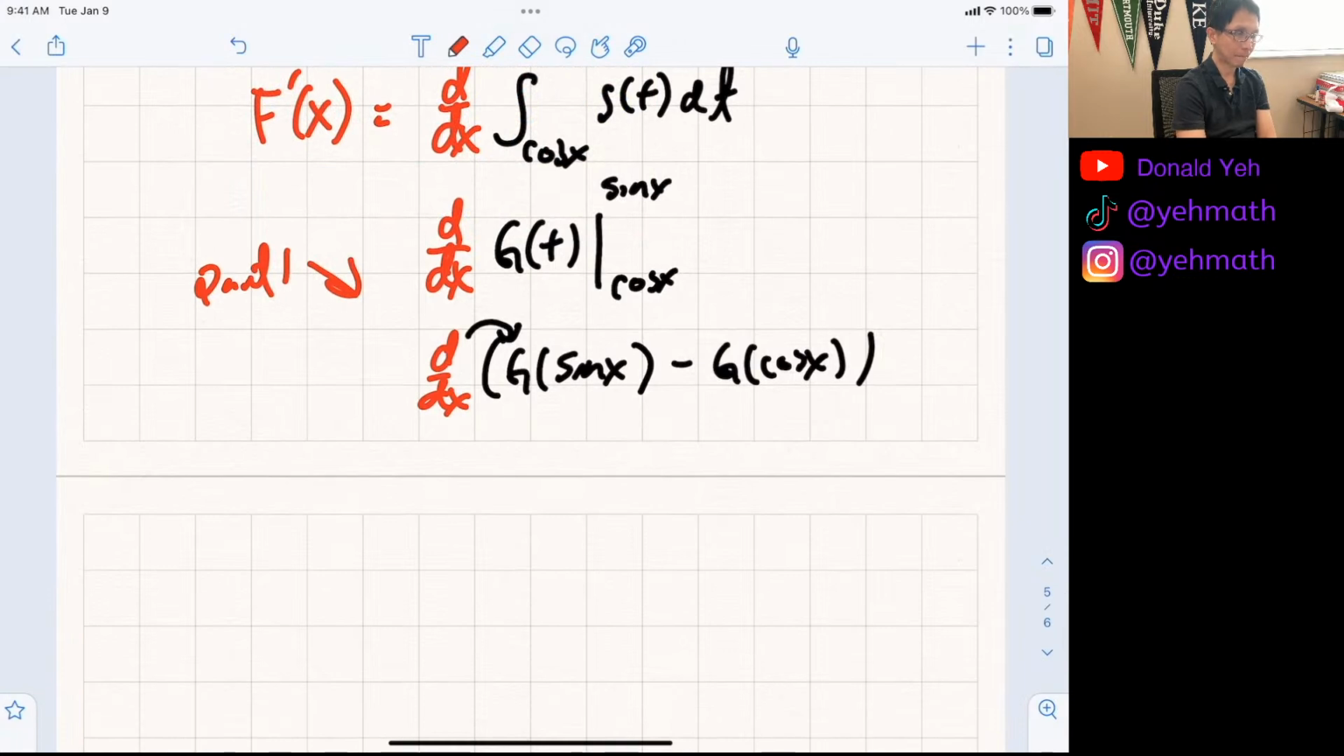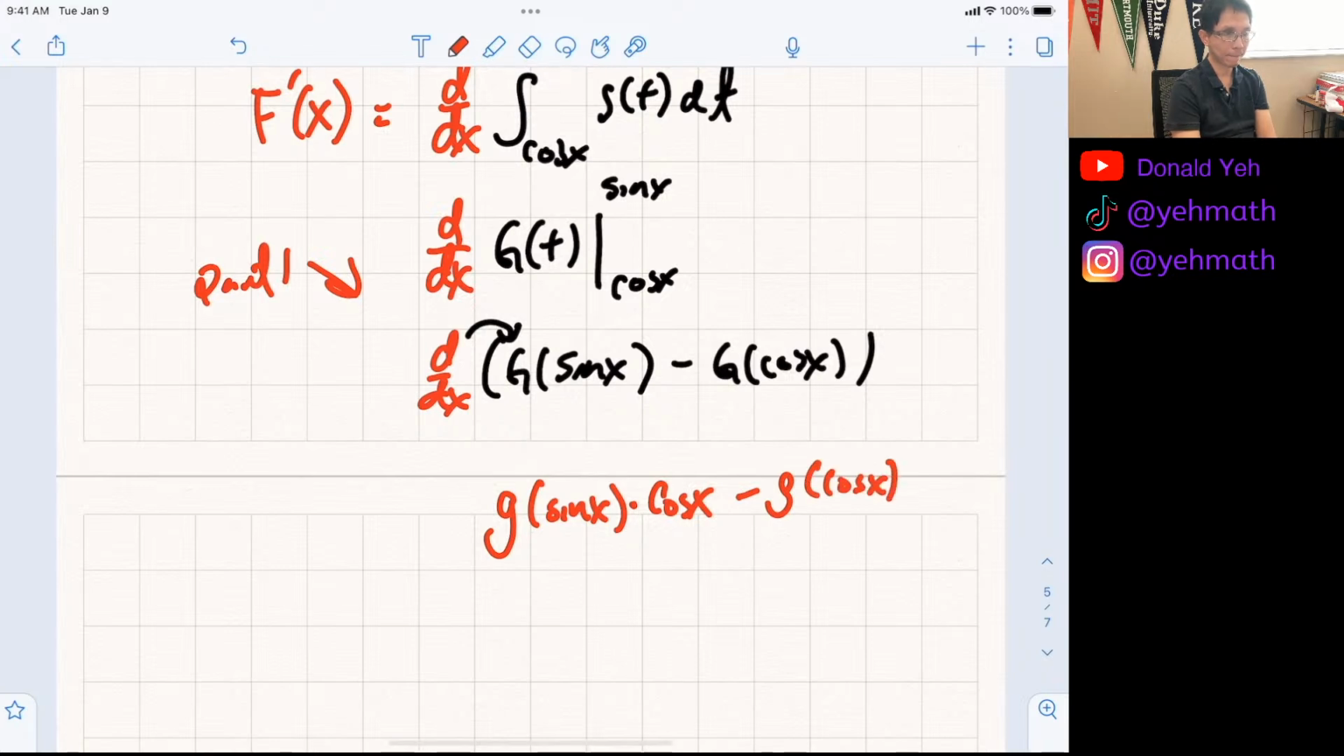Say that again. Big G of sine of x. Lowercase g of sine of x, times one? No, times cosine of x. You have to make sure there's a chain rule, because you take a derivative inside, you have to take a derivative outside. Now let's practice again. What's the derivative of the second one? Big G of what? Cosine of x. Good. Times negative sine of x. Oh, good.